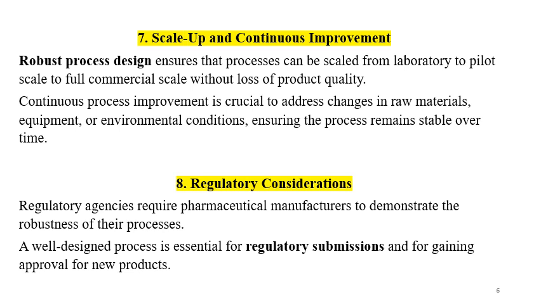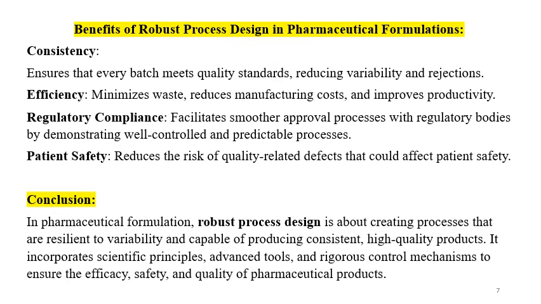Regulatory agencies require pharmaceutical manufacturers to demonstrate the robustness of their process. And how is this robustness demonstrated? It is through process optimization and validation, and control strategies. A well-designed process is essential for regulatory submission and for gaining approval for new products. So it is very important that the applicant can show that the process is robust, can make quality products, and is reproducible.